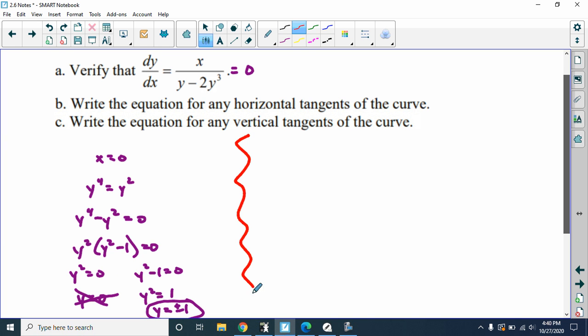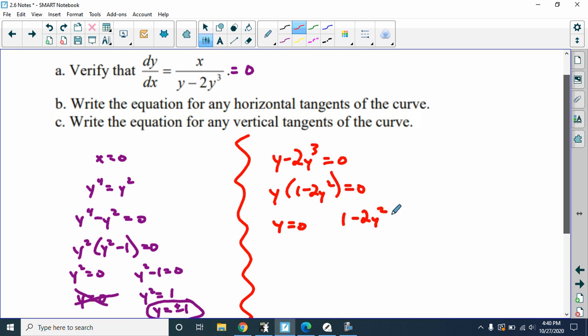Part C wants us to write an equation for any vertical tangent lines. Vertical tangent lines occur when the slope is undefined. So we set the bottom of the slope equal to 0. Again, we need to factor. We get y equals 0. We get y minus 2y squared equals 0, so y times 1 minus 2y squared. So we get y equals plus or minus the square root of 1/2.